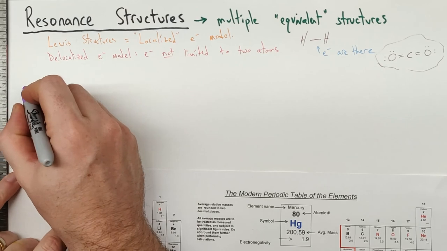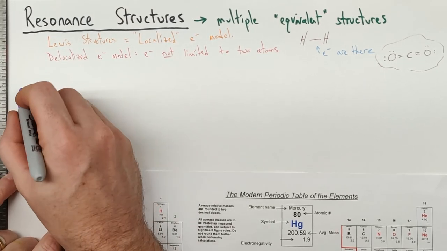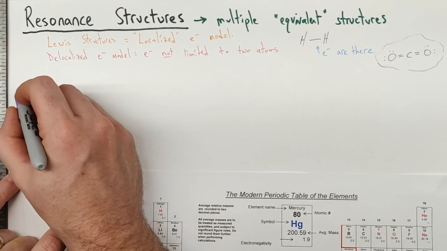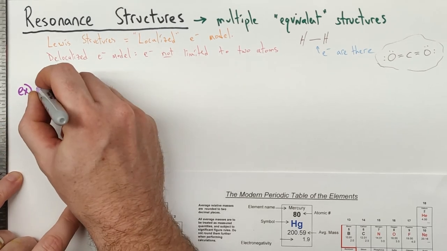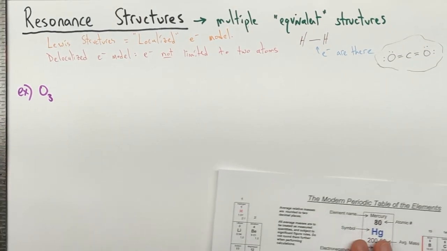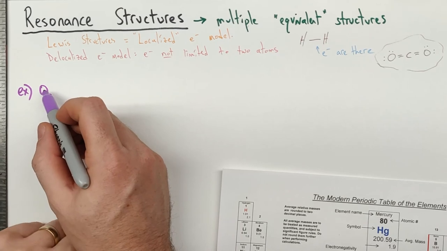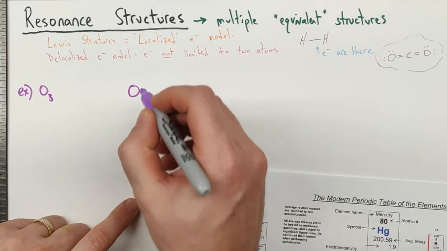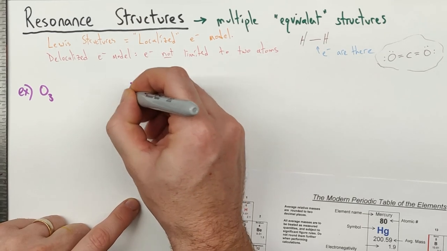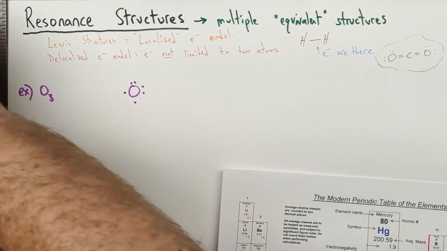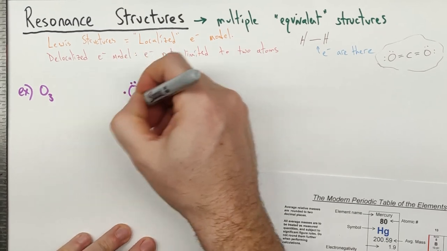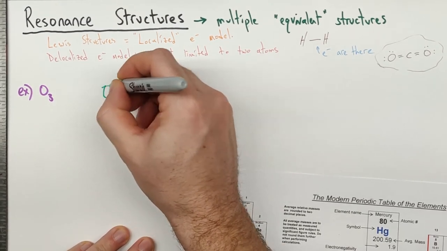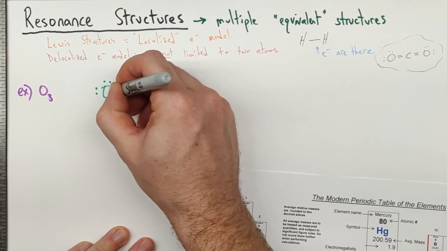So what we're going to have to do, and I'm going to leave a little bit of space here so that I can write something when I need to, but I'm going to look at ozone, O3. And in this particular case, we have three oxygens bonded together, no charge. So I'll draw my oxygen, group 16, 1, 2, 3, 4, 5, 6, right? I'm going to draw another oxygen, and it doesn't really matter where we put these in relation to each other, because this is still just a Lewis structure.